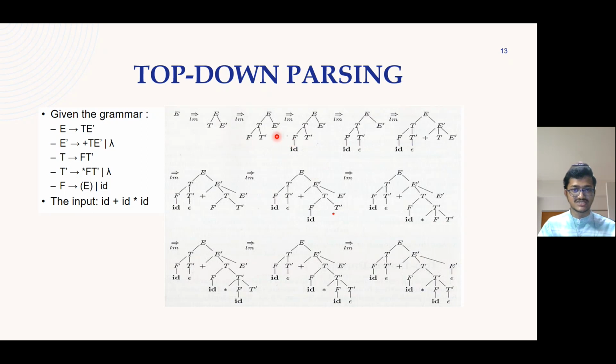Now let's proceed. See over here, the leftmost non-terminal symbol is F. So F is again subdivided to ID. See, F gives ID, correct? Now here the leftmost non-terminal is T bar. So T bar gives epsilon. See, T bar gives epsilon, correct? Now gradually following the same procedure, we obtain the required final parse tree.